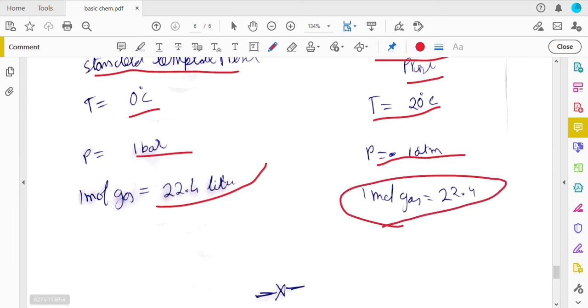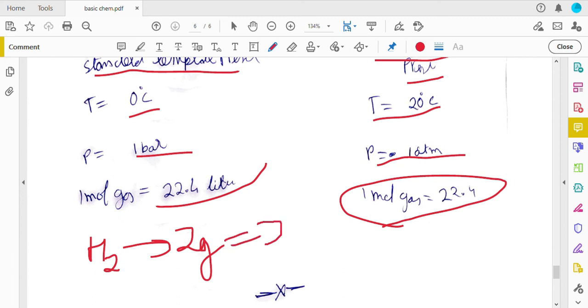For example, if we are taking H2 gas of 2 grams, 2 gram H2 gas at 0 degree Celsius and pressure 1 bar, it would occupy 22.4 liter. Similarly, at the temperature of 20 degrees and pressure 1 atm, it would occupy 22.4 liter.